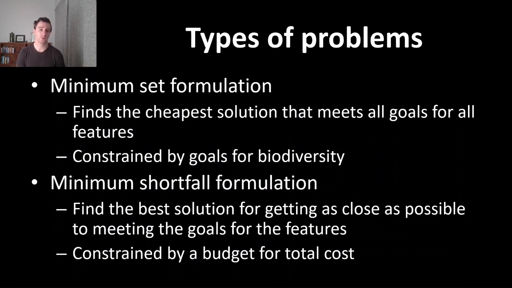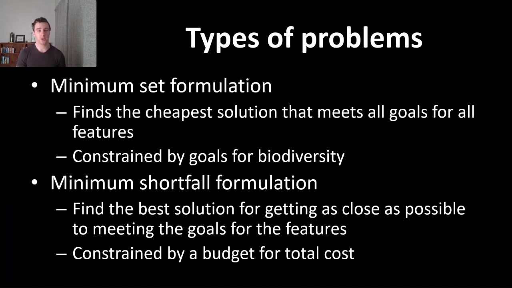The minimum shortfall formulation is the opposite. This formulation is constrained by the budget. So if you specify a budget and the minimum shortfall formulation is used during optimization, the Where to Work tool will never return a solution that exceeds the budget. This is really important because if you set a really low budget, then it may not be possible for it to return a solution that is even close to meeting your goals. So if you're using a budget, you want to think carefully about what an appropriate budget is, or consider trying a range of different budgets.